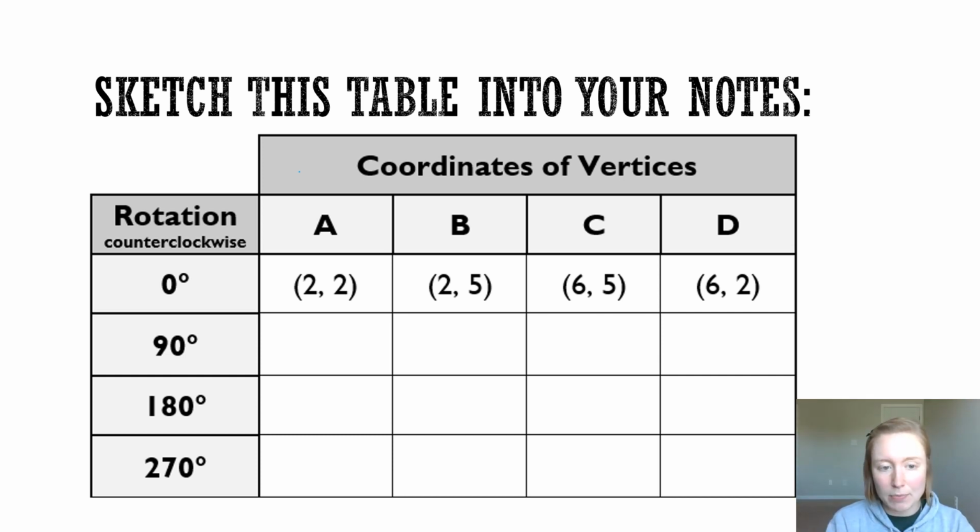It's just at the beginning. We're going to do a 90-degree rotation, a 180-degree rotation, and a 270-degree rotation. And we're going to fill in these points as we go. So get this sketched into your graph. Pause if you need to.